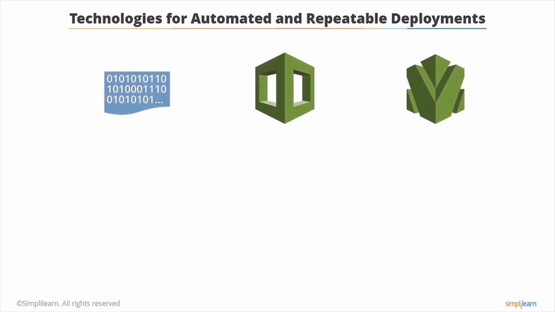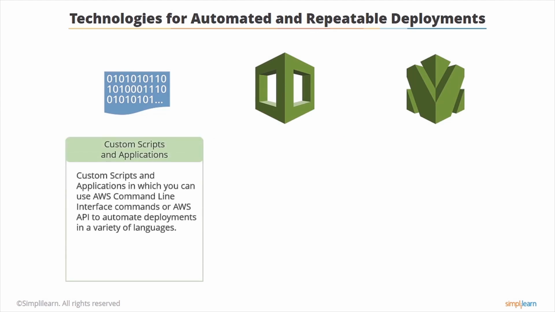The most commonly used technologies for automated, repeatable deployments include custom scripts and applications in which you can use AWS command line interface commands or the AWS API to automate deployments in a variety of languages.